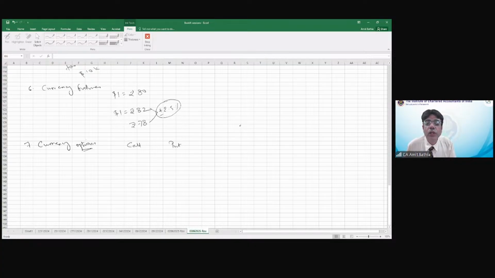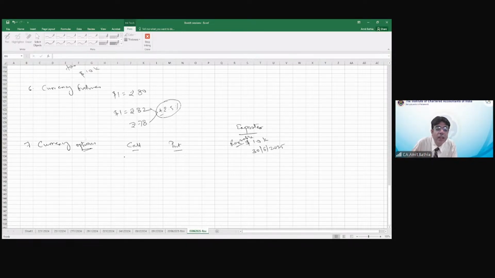So I have an exporter who has a receivable of $10K, which is going to come to him on 30th June 2025. Now, he is obviously a bit concerned that the market may change. So in that case, he is considering a currency option. So what would you recommend to him? What do we recommend to him?